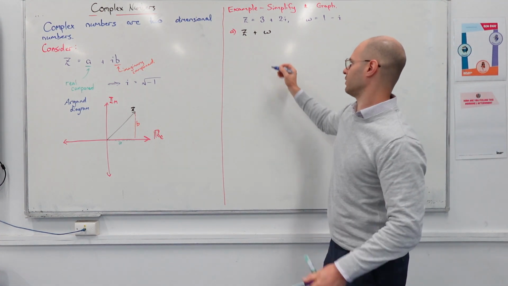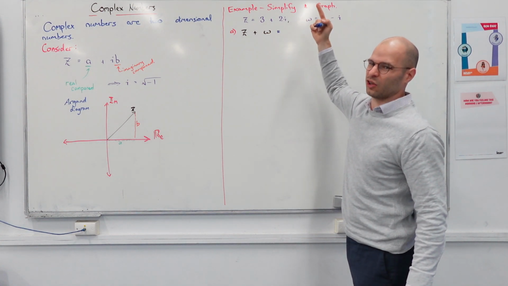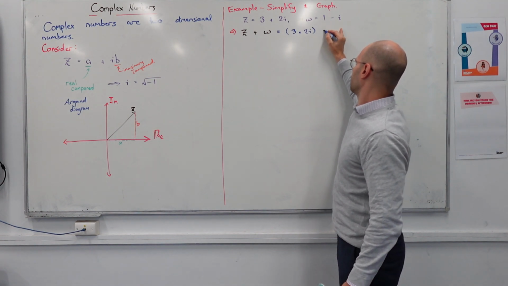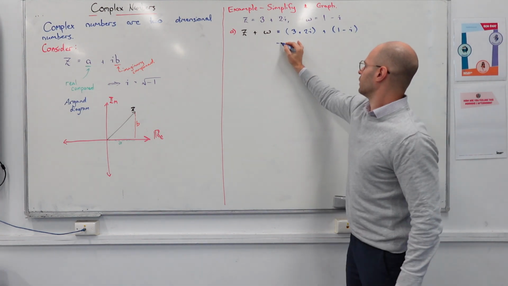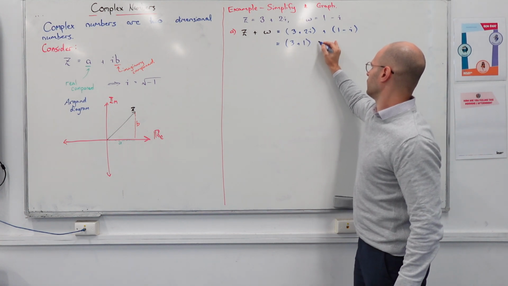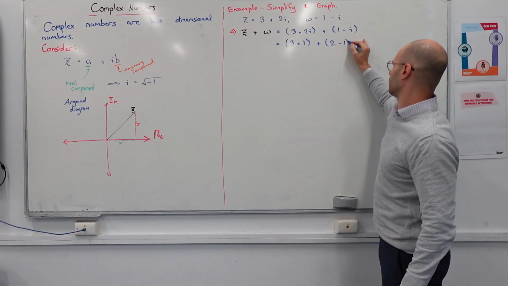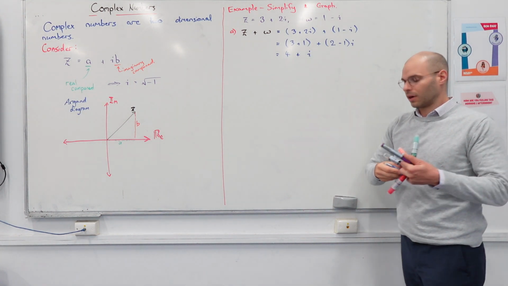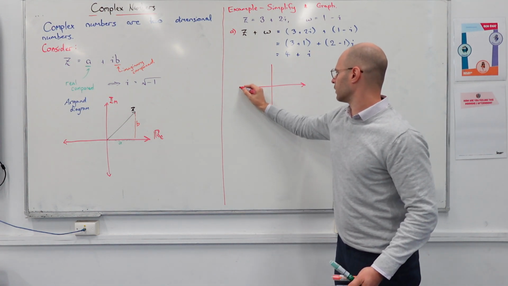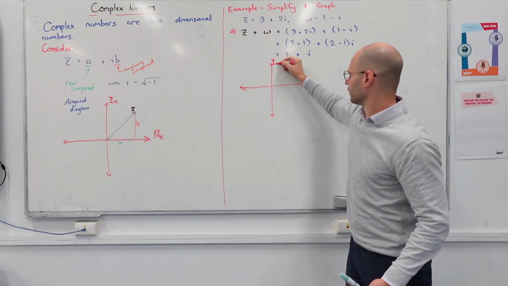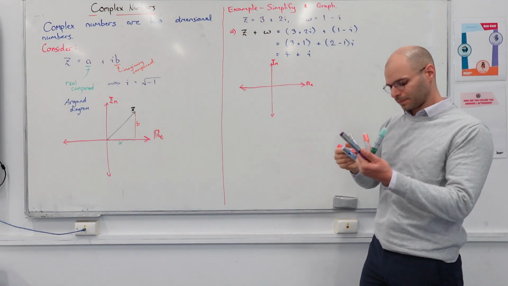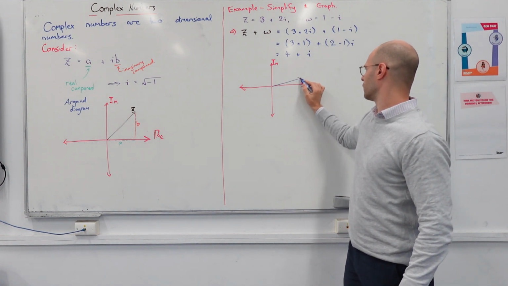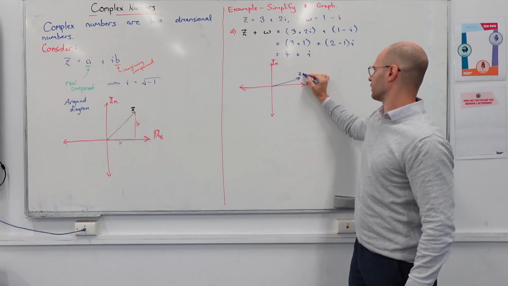Sorting this out, all we need to do is write them out in their rectangular form here. I call it rectangular because it sort of goes across and up. So Z is 3 plus 2i plus the omega, which is 1 minus i. We add the real components together, so it's 3 plus 1, and then we add the imaginary components, so 2 take 1 i. Simplify it out, this is going to be 4 plus i. Easy peasy lemon squeezy. Graphing this, we're going to have imaginary, real. Looking at this, we'd have 4, so 1, 2, 3, 4. Up by i, we get to here. So this is Z plus omega.